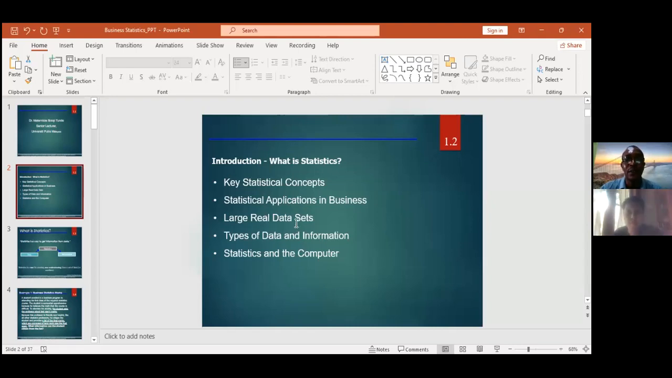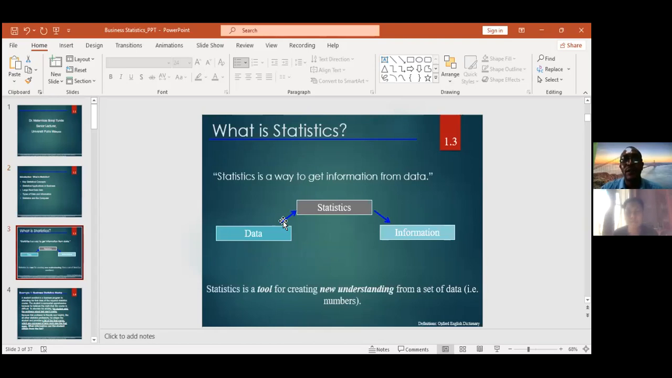Of course, large real data set, you cannot do manually. You have to make use of computers. Then we are also going to look at types of data and information, very important. So later I will share with you some stories on how some students make mistakes by not understanding the different types of data. Then we are going to look at the statistics and how it can be aided by the computer. So computer now make things much easier for us. So let's start with the concept.